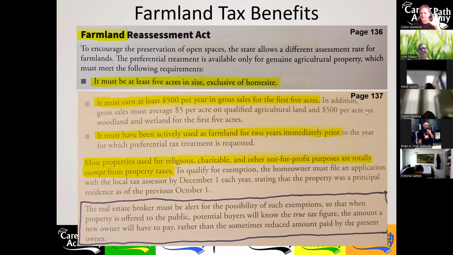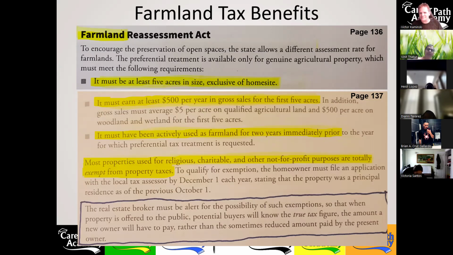Okay, so you have to have at least 5 acres of land exclusive to the home site and gross at least $500 per year in sales for that first 5 acres. And you have to use it as farmland for at least 2 years before you file for that preferential treatment. And then you know what the tax break is? 98% off on the taxes.